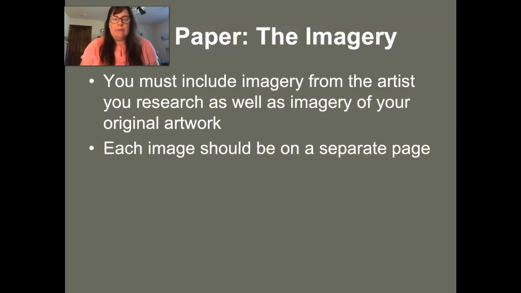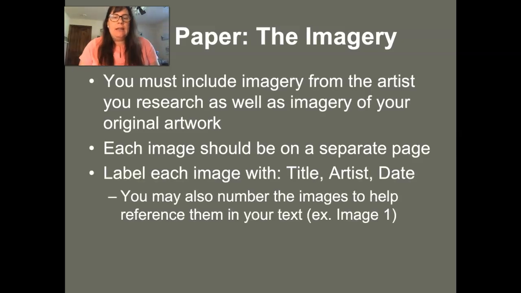Even though I know people know what that looks like, probably, I'm going to include an image of it for their reference. Each image should be on a separate page and label each image with the title, artist, and date. You may also number the images to help reference them in your text. So example, image 1, but you also need to reference the title, artist, and date. So the first time that you mention, let's say I mentioned Van Gogh's Starry Night, the first time I mention, I'm going to talk both about the title, the artist, and the date. And then from there on, I can just say image 1 if I want to make it a little bit easier.